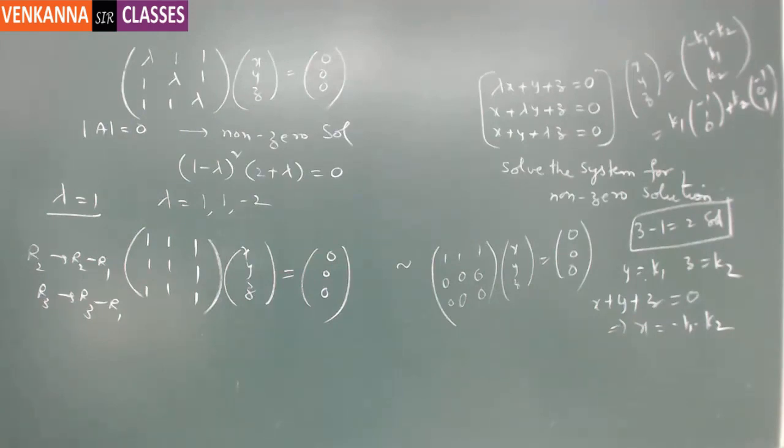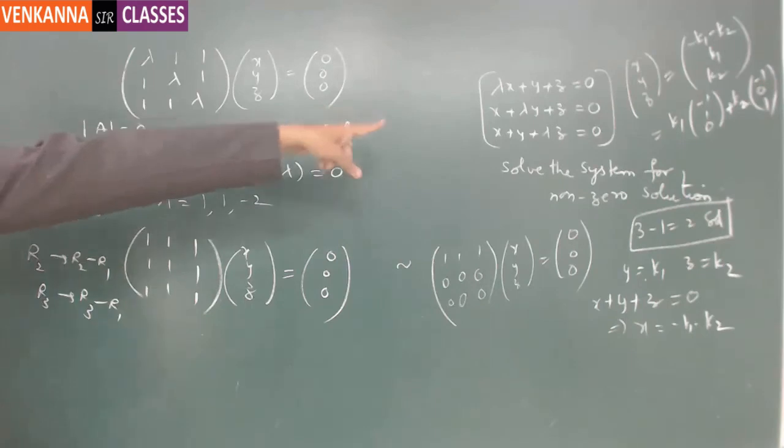Accepted? Accepted all the solution part? If the determinant is equal to 0, what could be the rank? Less than 3. Accepted? Whenever the rank is less than 3, it means it is a non-zero solution, because we have found a solution here.